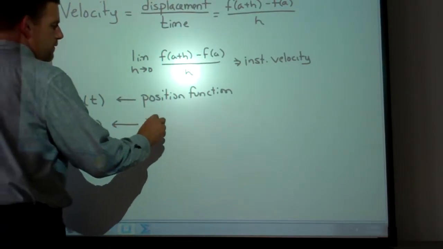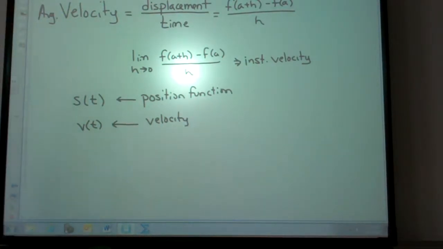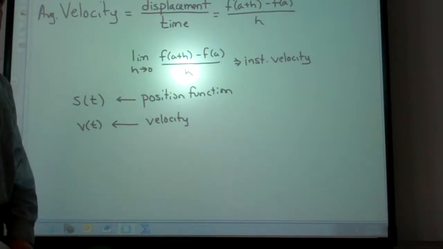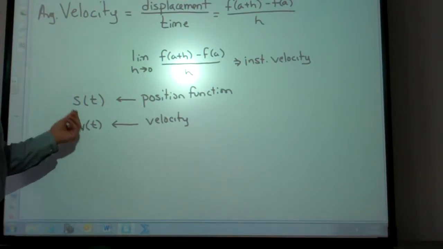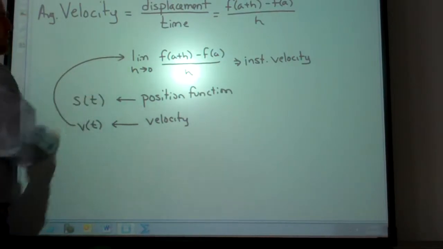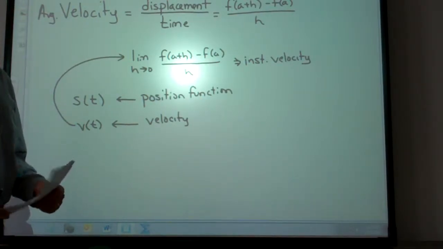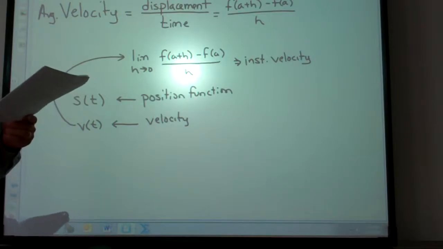V of t is used for velocity. So if you're given a V of t equation or asked to find V of t, you are asked to find the velocity at any given time. Again, what you need to know is you do that via that limit definition as h goes to 0. Let the time get infinitely small, find the displacement, and divide the two by each other.